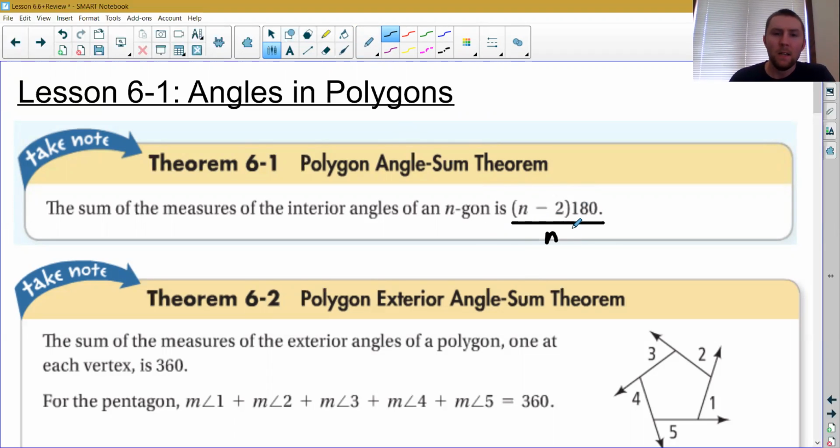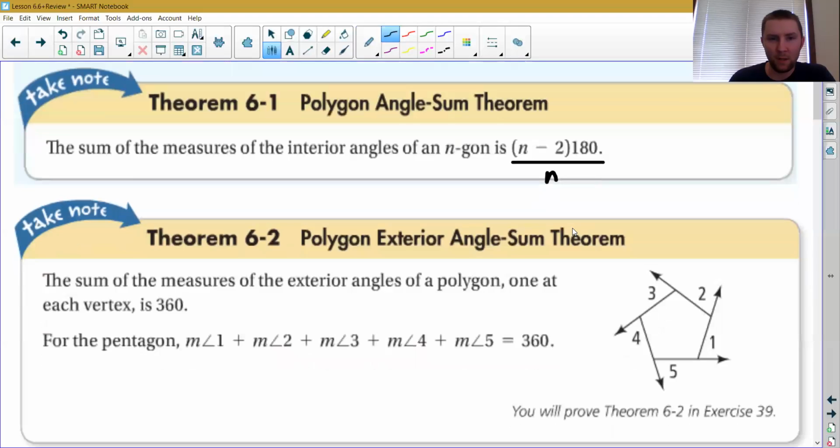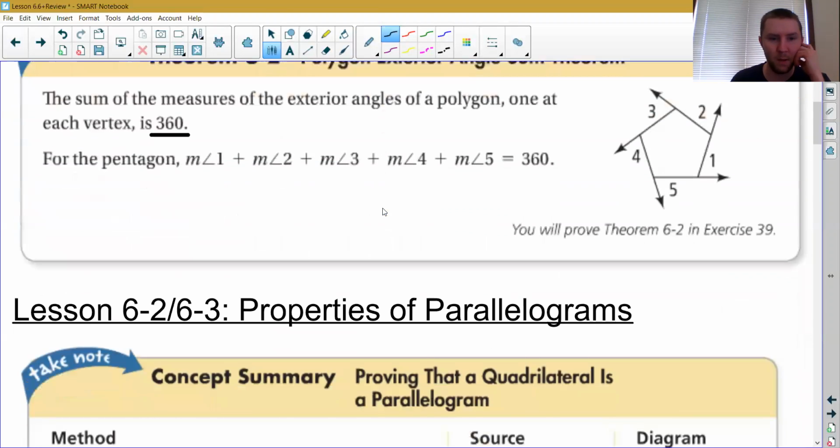And then we talked also about exterior angles. Okay, and remember, exterior angles were always the same. They always add up to be 360, no matter how many sides the shape has. So these two theorems are sort of the main things that we applied in section 6.1 about the angles in a polygon, or the exterior angles of them.